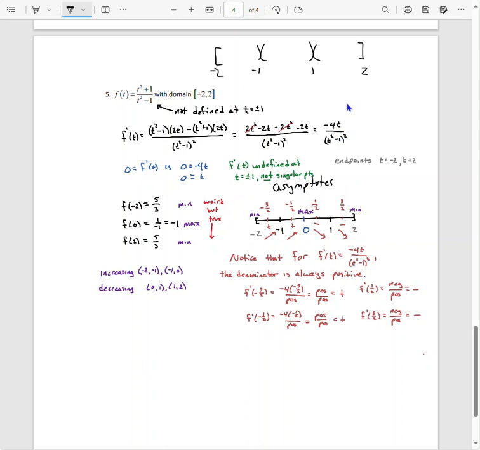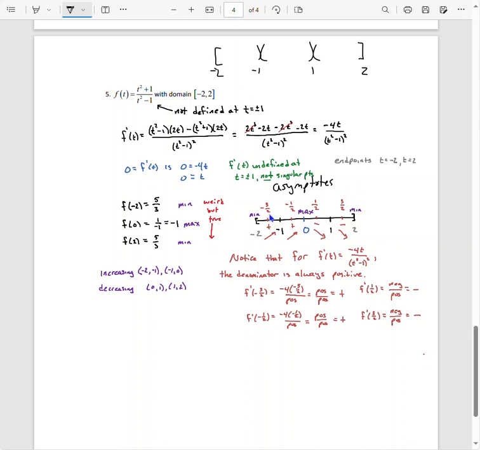In general, notice that this denominator of our derivative is always positive. What's a negative times a negative? Positive. What's a positive times a positive? Positive. What's something squared? It's always positive, as long as it's not 0. Right? So the denominator is always positive.